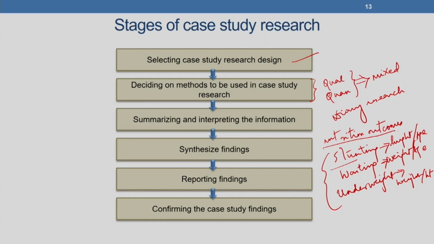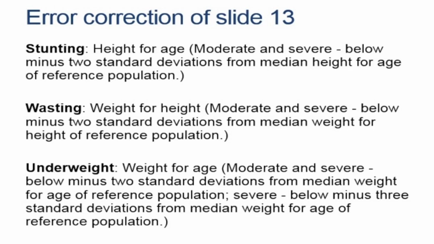Now, after deciding on the methods to be used in case study research, we summarize and interpret the information that we have collected from the cases. We synthesize the findings and then report findings confirming the case study findings. These are the general method, the stages that are used for case study research.